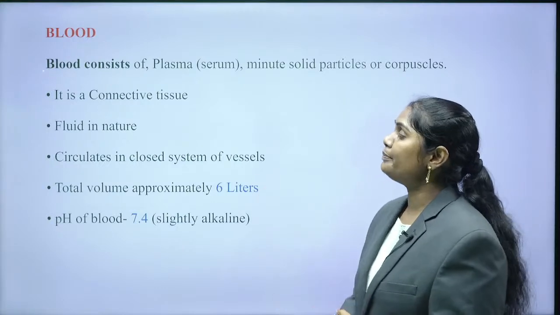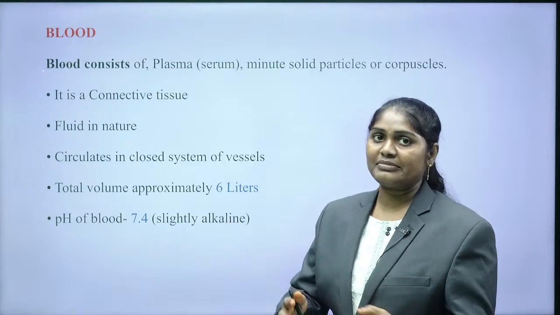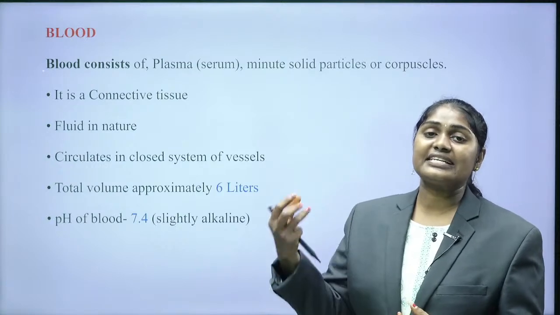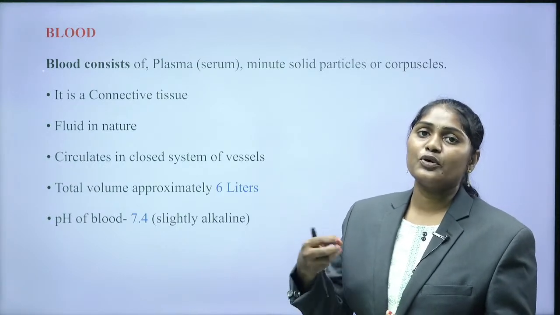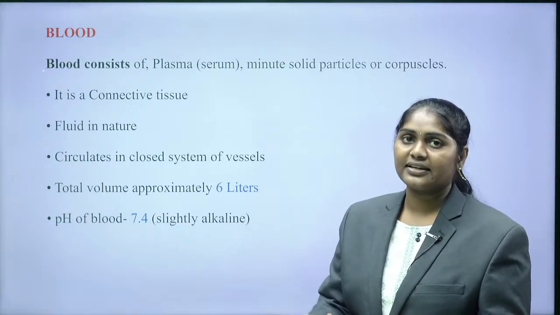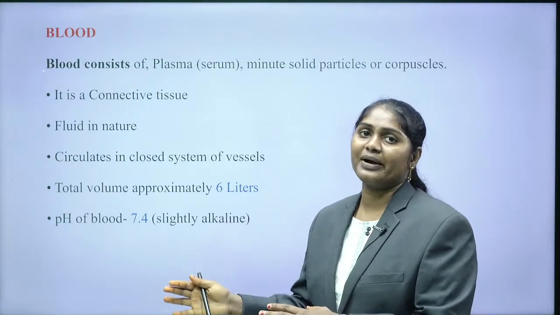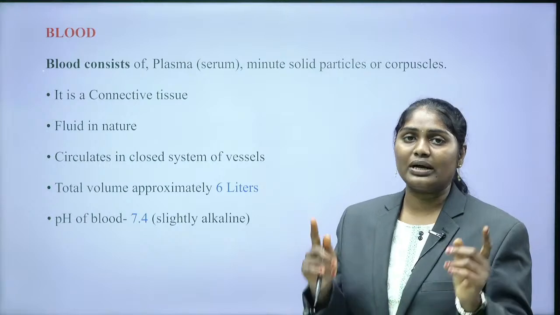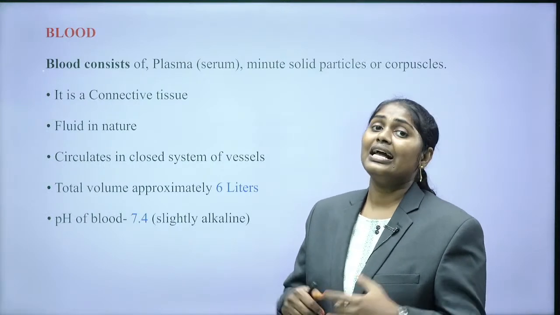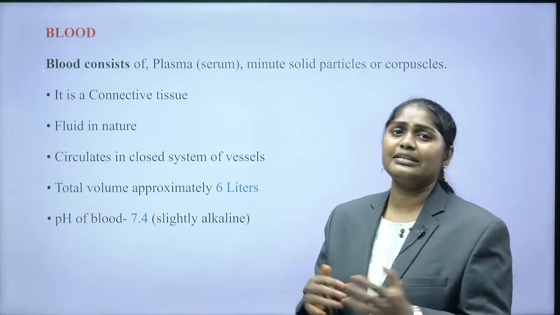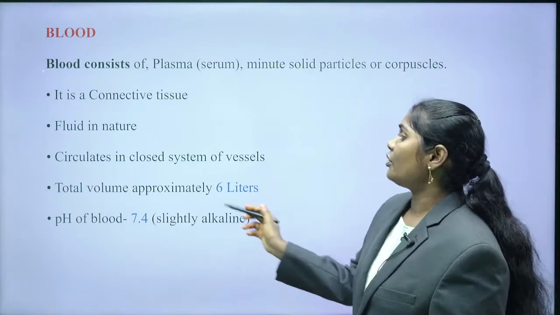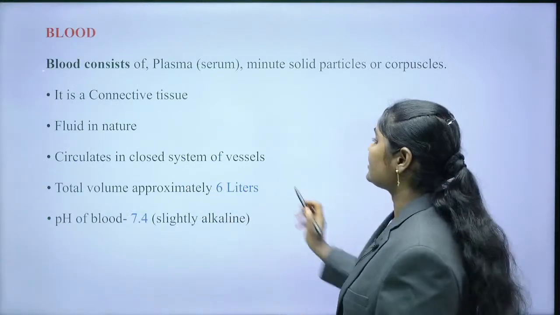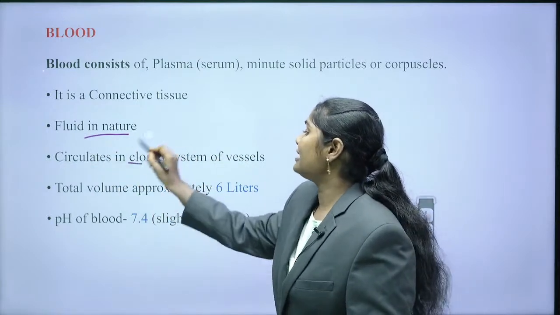Coming to blood, it is a connective tissue. Normally it will be connecting each and every organ. It is a circulatory system, right? Blood is carrying oxygen to your body parts and transporting carbon dioxide away from your body. That is one very important work done by blood. Not only that, it also does so many other works. We will see what the blood does in our body. It is fluid in nature, and it is a closed system.